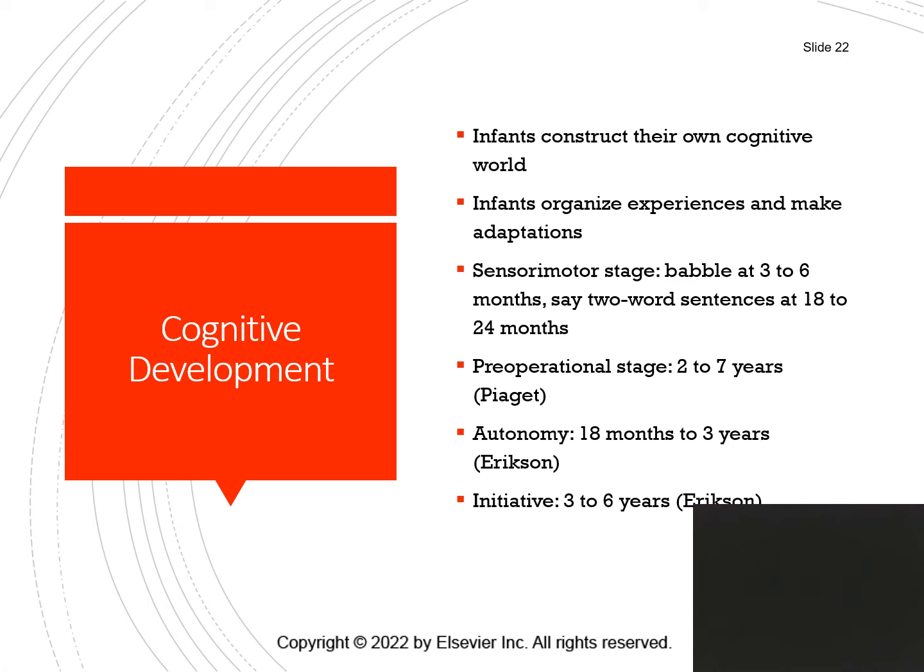Most infants will begin babbling at 3 to 6 months. Babies learn language by listening to the people around them and then imitating the sounds that they hear. Babies will often say their first word at 11 to 13 months and begin using 2-word sentences at 18 to 24 months.